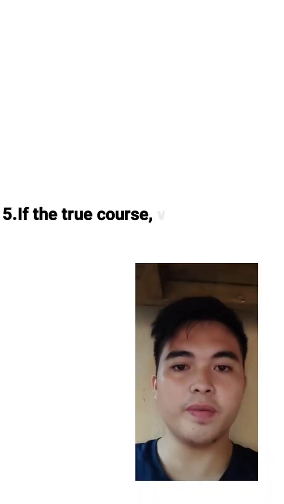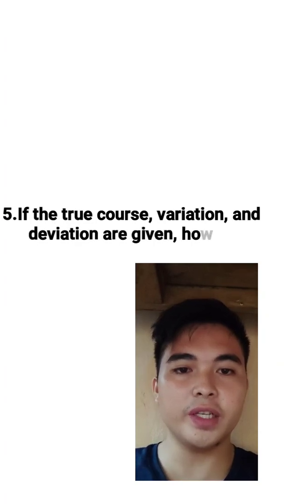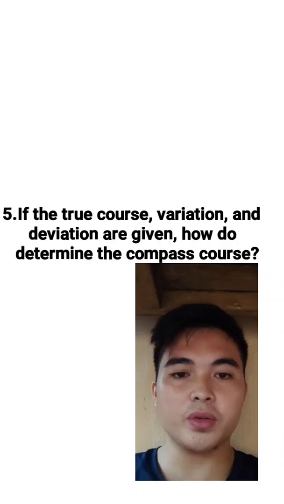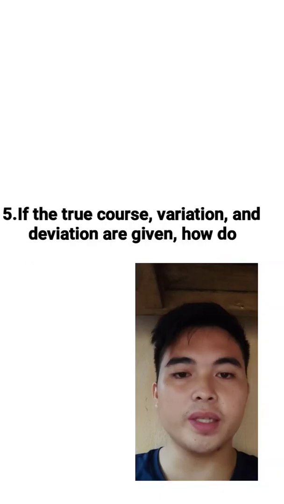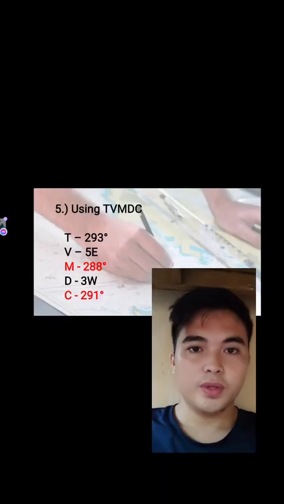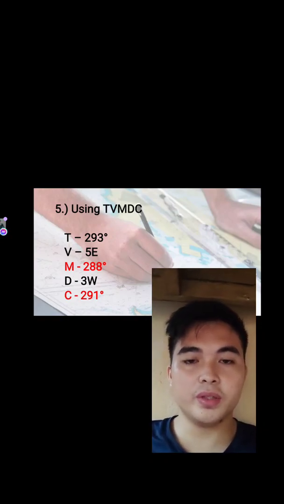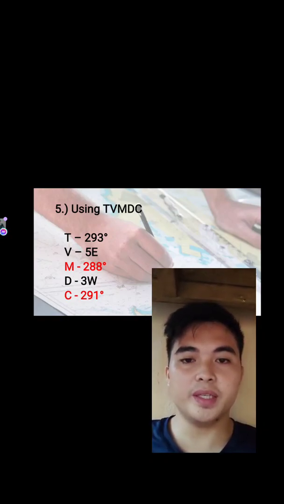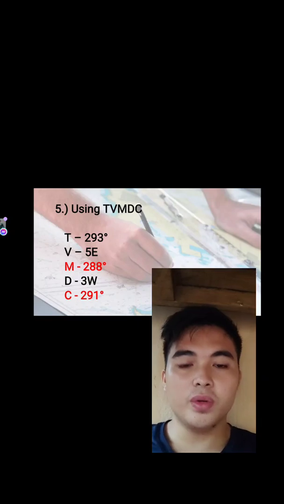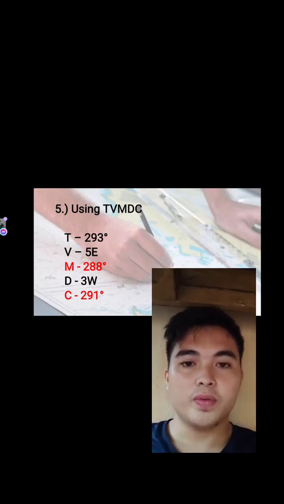For example number 5, if the true course, variation and deviation are given, how to determine the compass course? In order to get the compass course, we will have to use the TVMDC, where you add the west and subtract the east. So for example, our true course is 293 degrees and our variation is 5 east. So we need to subtract them. Our M here is 288 degrees.